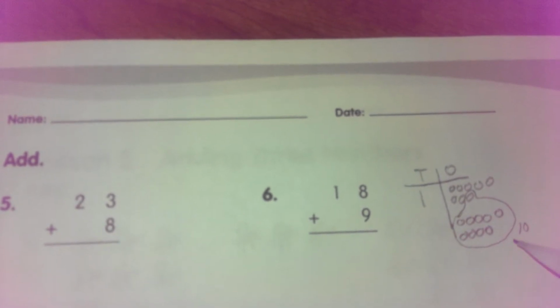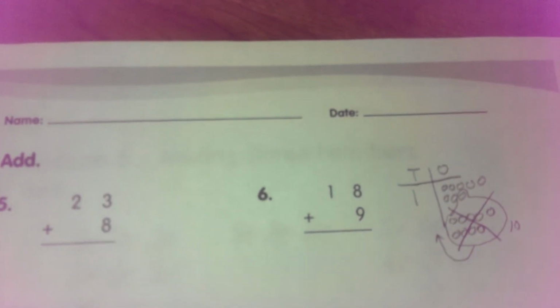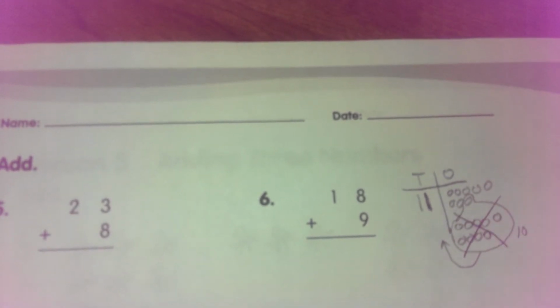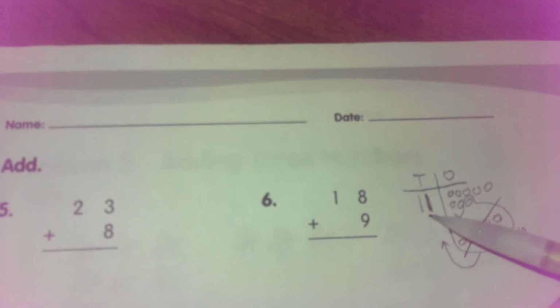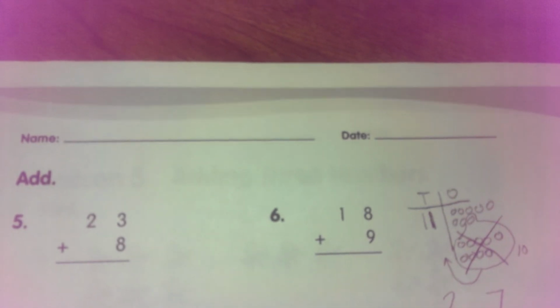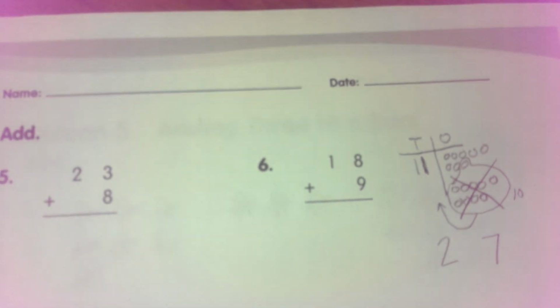So now this 10, I'm going to get rid of it here in the ones place and move it over to the tens place. So I'm going to draw in or write in another 10. Okay, this just moved over here. So now I have 5, 6, 7 ones and 2 tens. So 18 plus 9 equals 27.